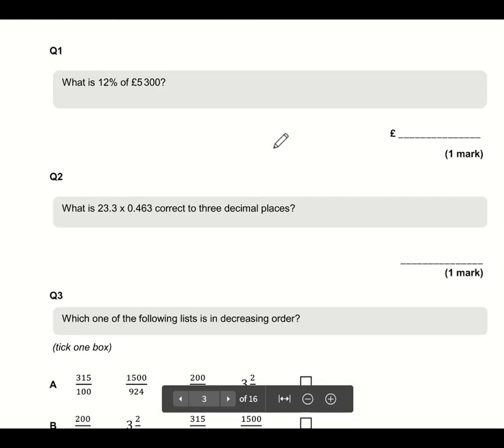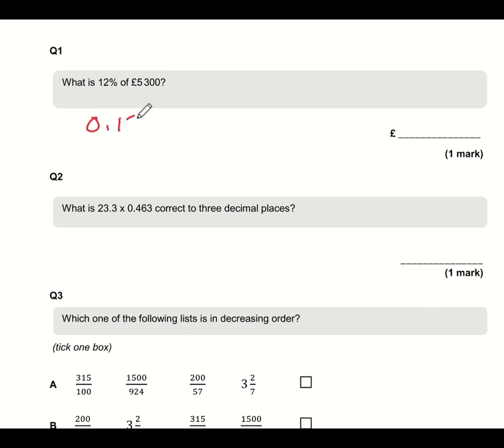Question number 1, what is 12% of 5,300? Since we can use a calculator, we can simply type it in as 0.12 multiplied by 5,300. 0.12 is the percentage multiplier for 12%. It's the decimal equivalent of 12%, it's 12 divided by 100. And 0.12 times 5,300 is £636.